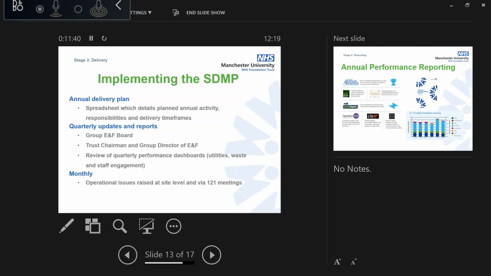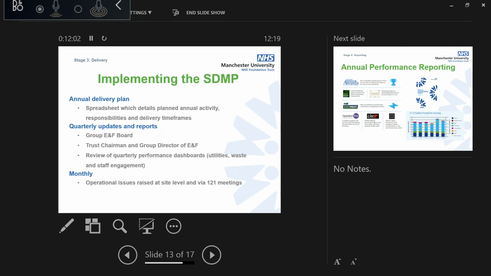In terms of implementing the SDMP, we keep a live tracker spreadsheet which details all the programmes that we're delivering each year, who is leading on them, what we're delivering, and how they link to each one of our SDMP objectives, because there's a mixture in there. There's things that we would just do, and then there are things that we'll build on each year. So we make sure that we've clearly linked that, and then we give those formal updates to groups throughout the year.